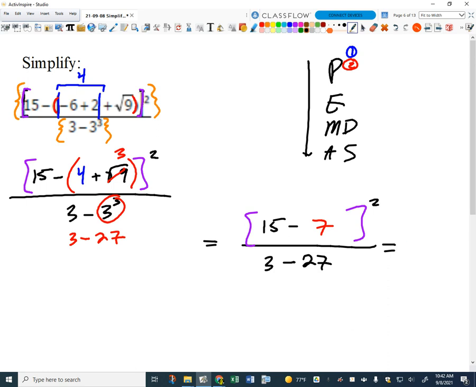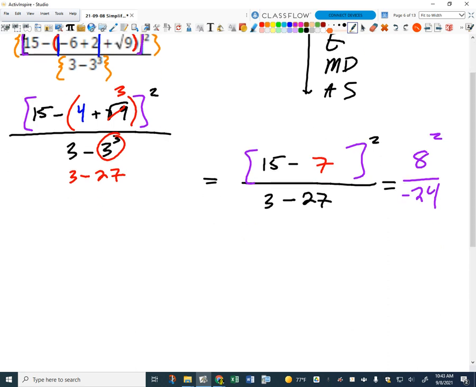Okay, so now we're still dealing with parentheses. Now we've got our third level of parentheses. 15 minus 7 is just 8, right? So on the top, I'm getting 8 squared. On the bottom, I'm done. 3 minus 27 is what? Negative 24, right? Okay, finally on the top, I got one more step. What's 8 squared? Okay, good. So we're getting there, right?